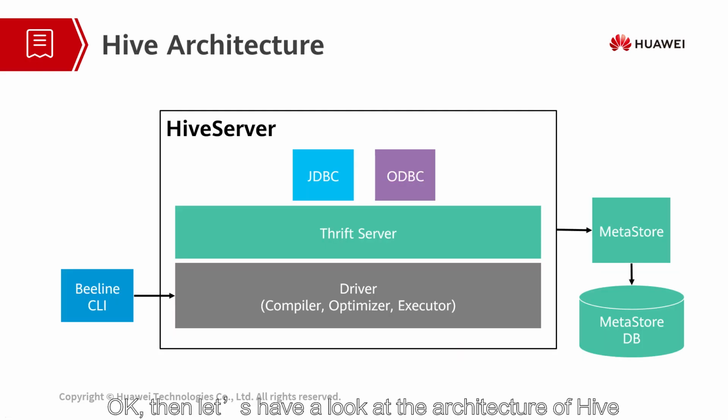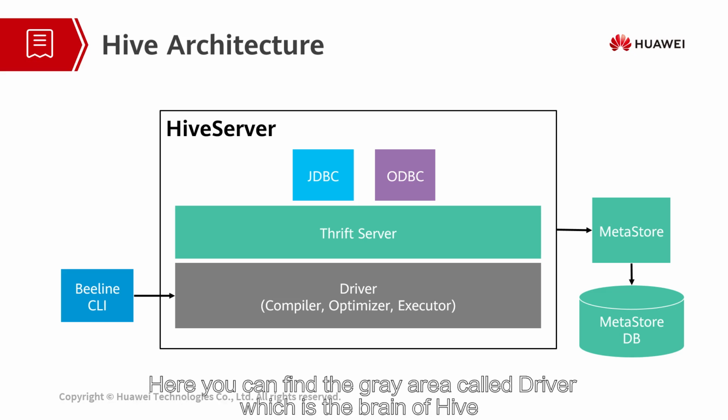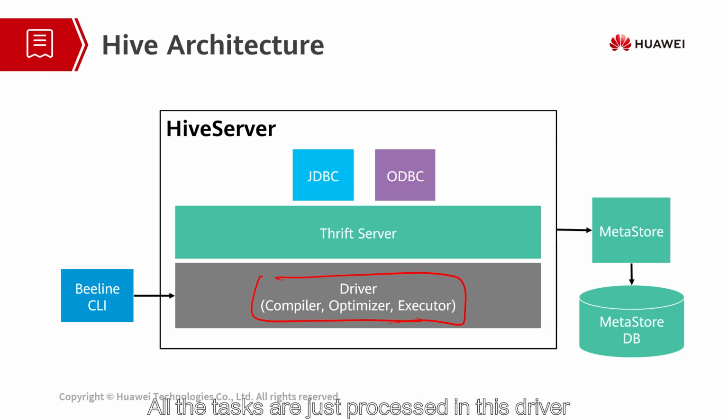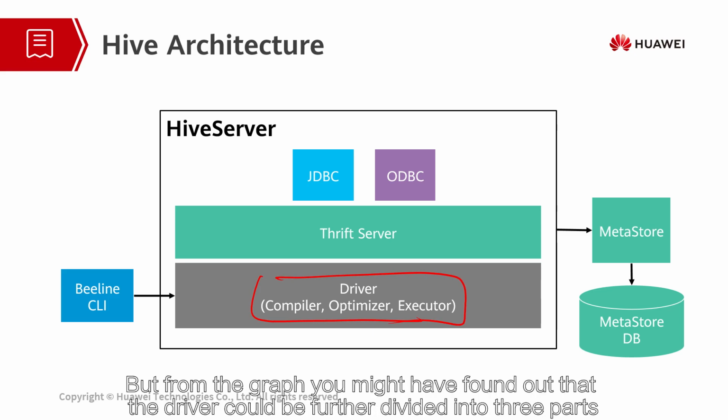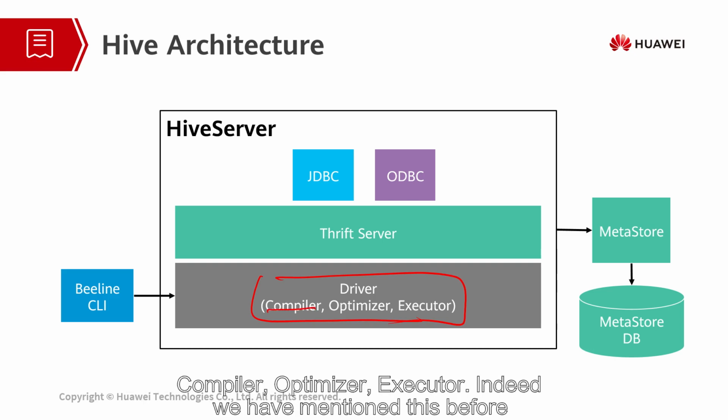Okay, then let's have a look at the architecture of Hive. Here you can find the gray area called driver, which is the brain of Hive. All the tasks are processed in this driver. But from the graph, you might have found out that the driver could be further divided into three parts: compiler, optimizer, executor. Indeed, we have mentioned this before.